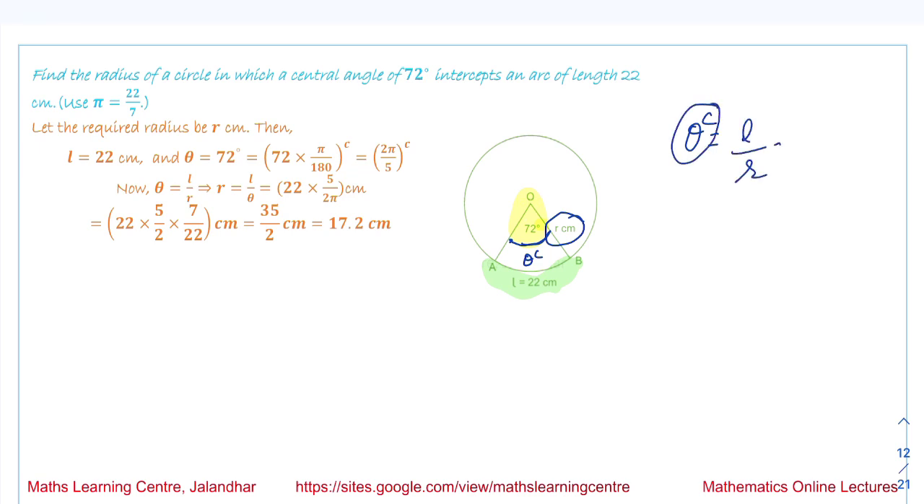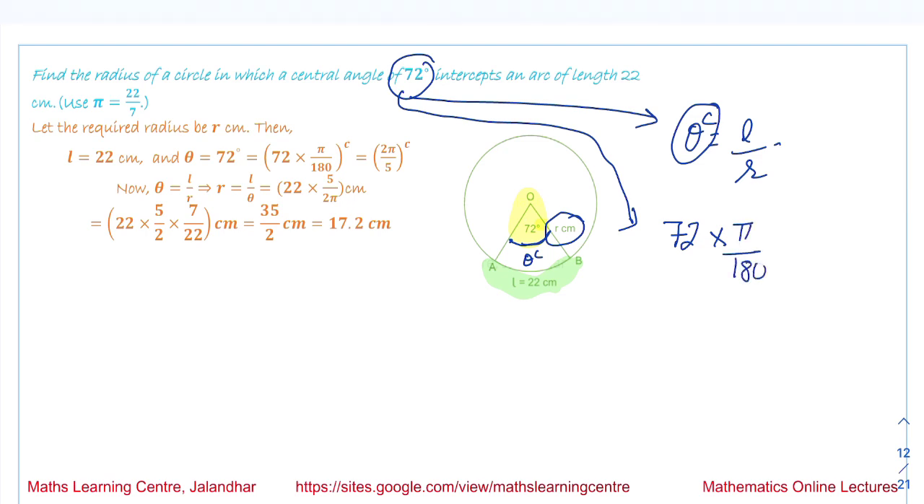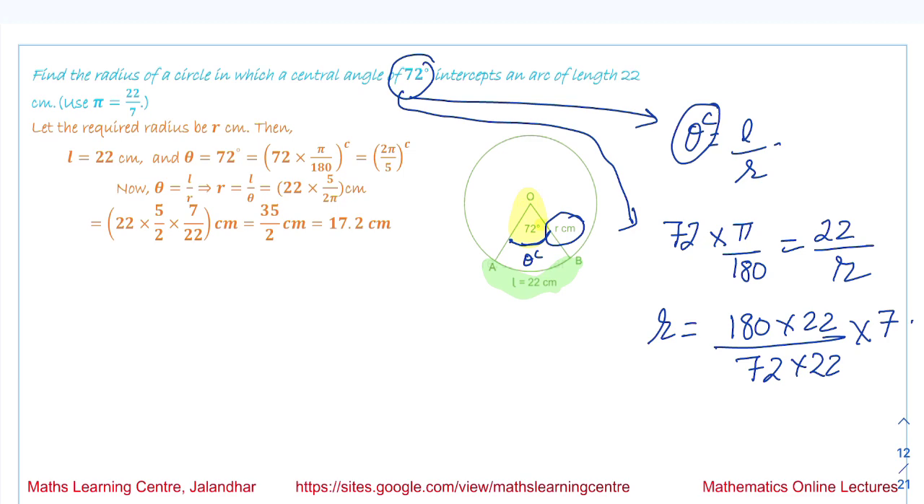It is important to note over here that this is theta radians, but the angle given to us is in terms of degrees. We cannot write 72 over here. We have to convert this 72 into radians, and that is 72 into pi by 180, which is equal to 22 over r. So the value of R we obtain is 180 into 22 by 72 into 22 by 7. These two values get cancelled, and the final answer we are left with is 35 by 2 centimeters, which comes out to be 17.5 centimeters.